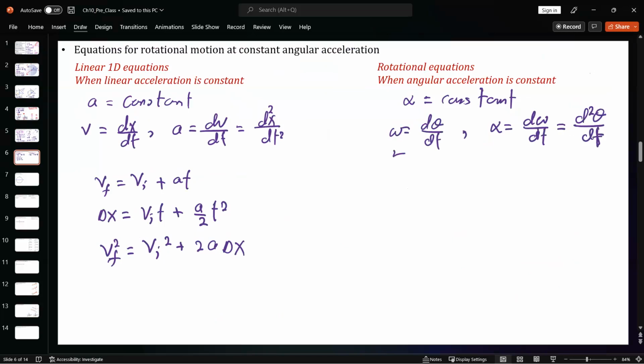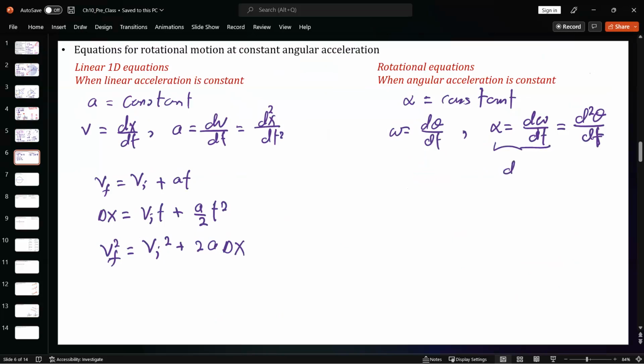We can easily take a look at one formula here. If you take a look, d theta is equal to omega times dt. Then if I integrate this one, it will be much easier. So we'll take a look at this one.